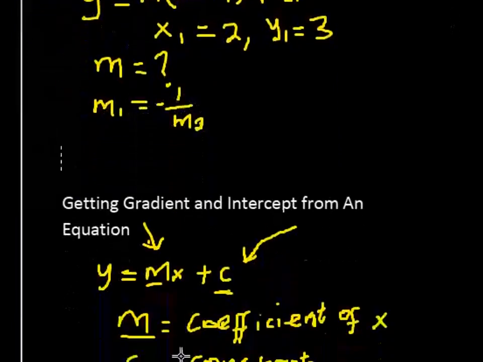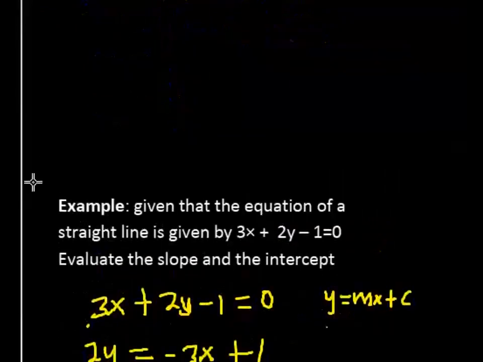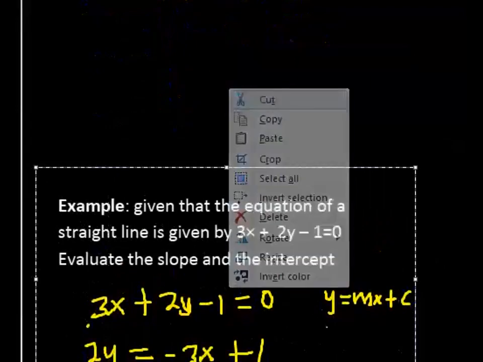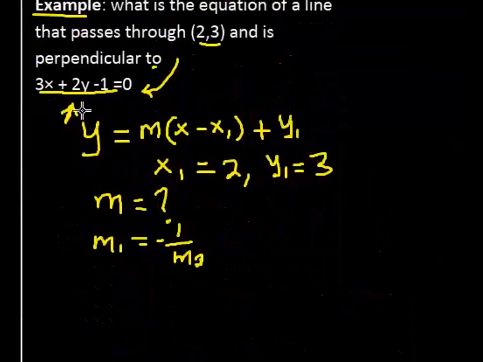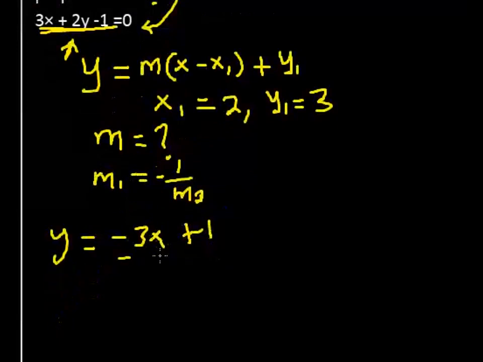Right, let me clean up. Okay, so now here we go. I need to get the slope from this line that's perpendicular. So I have to convert this line to slope intercept form. Of course, you know what to do. So that line is going to be y equal to, take the minus 3x, I think we've done that before, minus 3x plus 1, of course divided by 2.